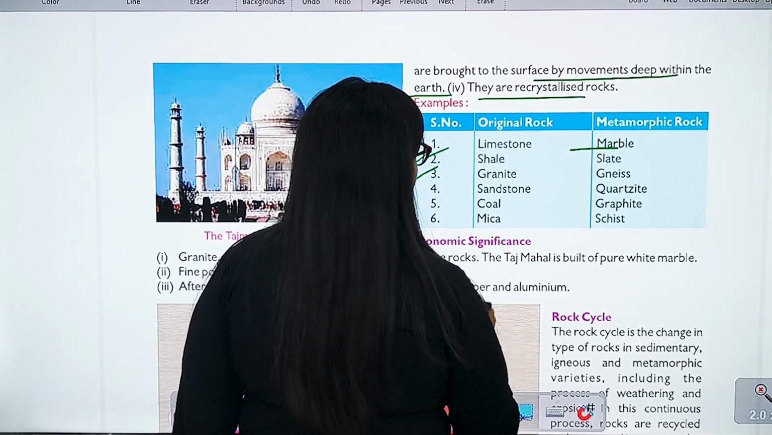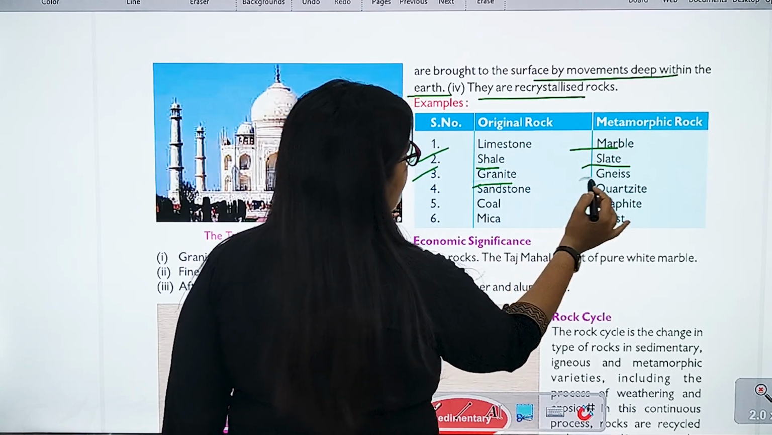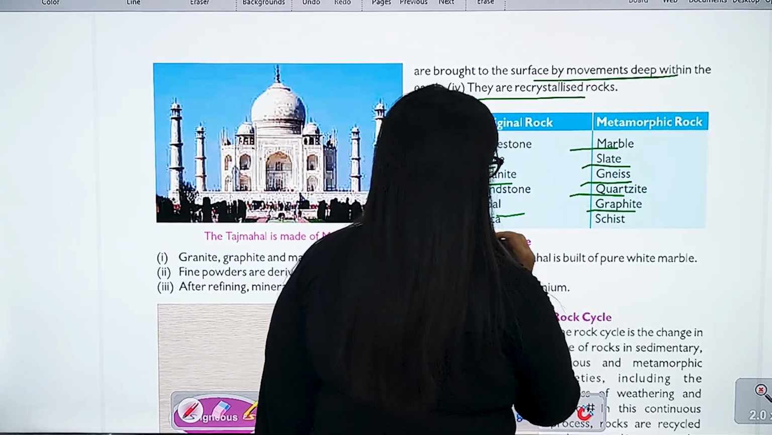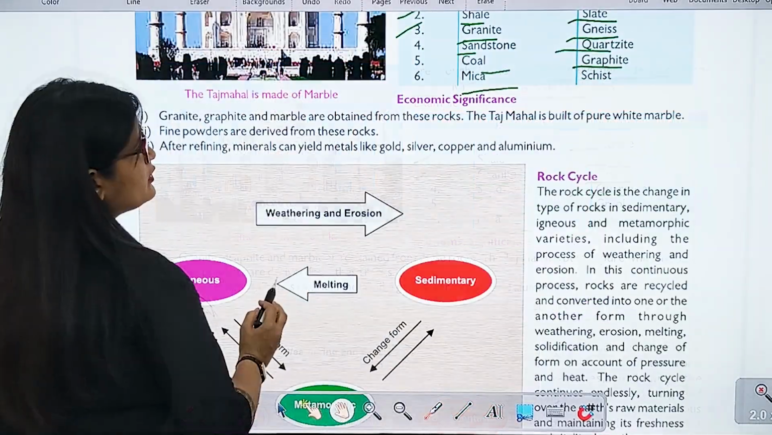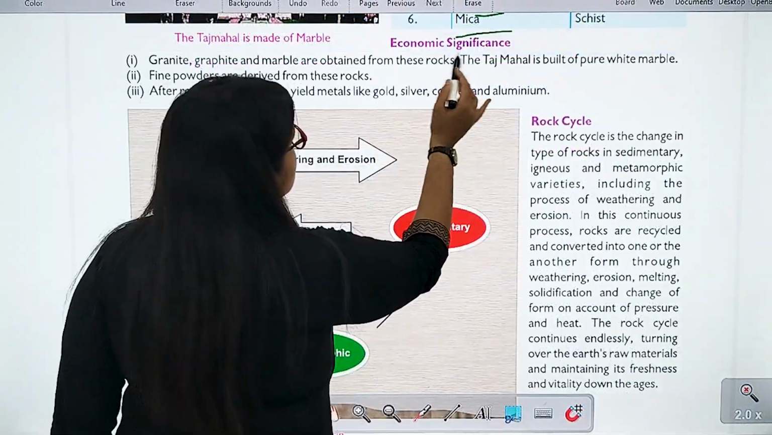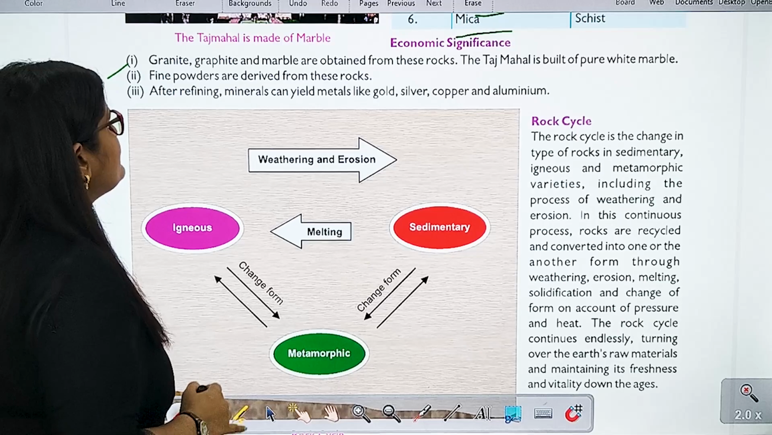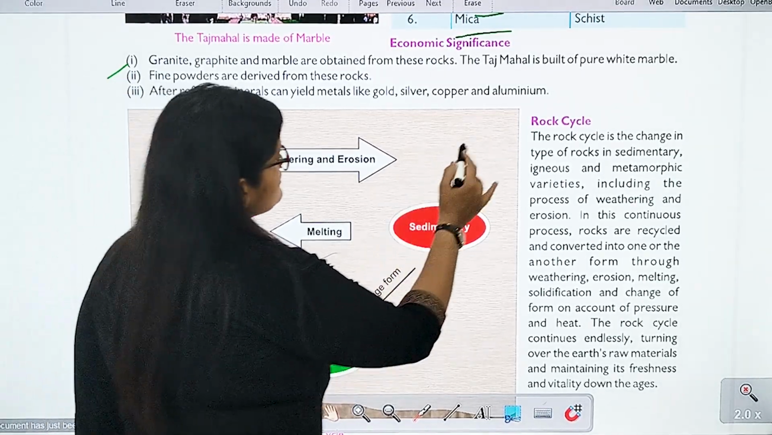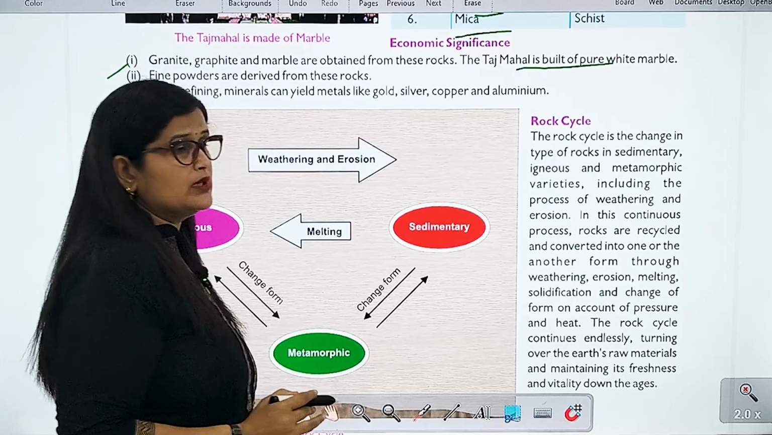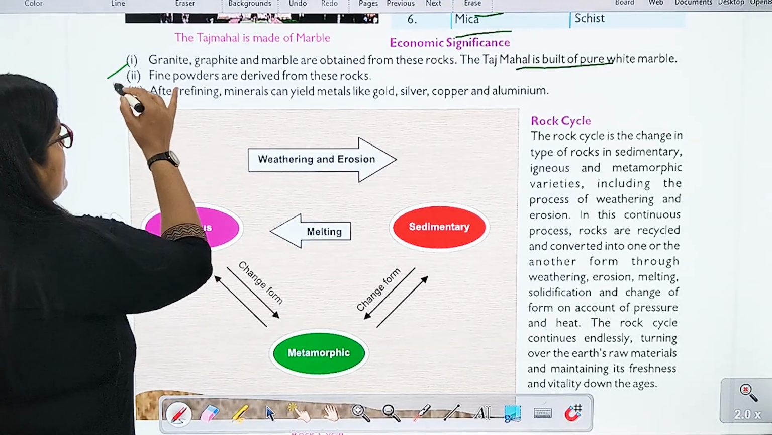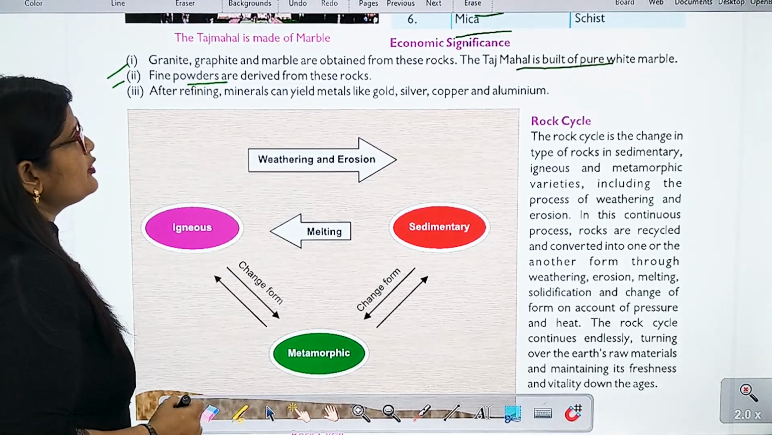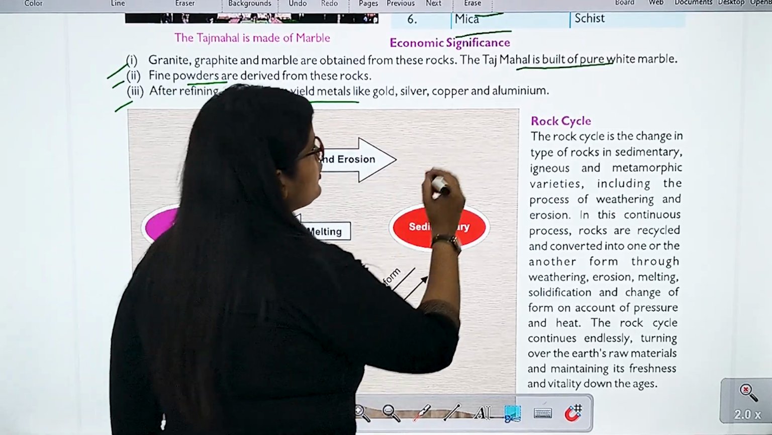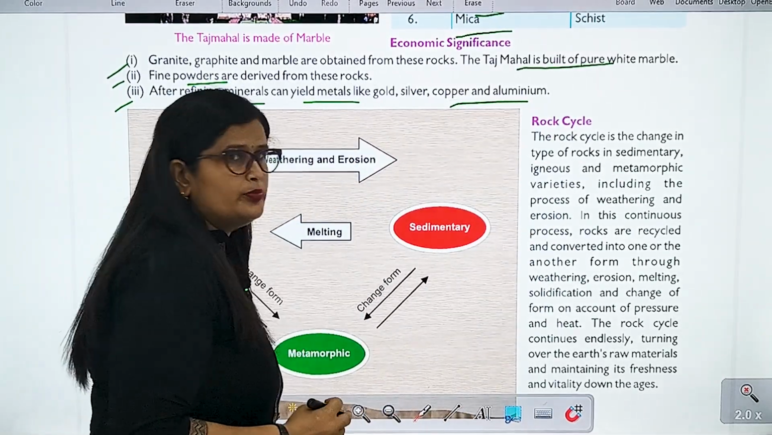Original rock, metamorphic rock: shale, slate; granite, gneiss; sandstone, quartzite; coal, graphite; mica, schist. Economic significance. Granite, graphite, and marble are obtained from these rocks. Okay, the Taj Mahal is built of pure white marble, जिसको संगमरमर बोलते हैं. Fine powders are derived from these rocks. After refining, minerals can yield metals like gold, silver, copper, and aluminium.